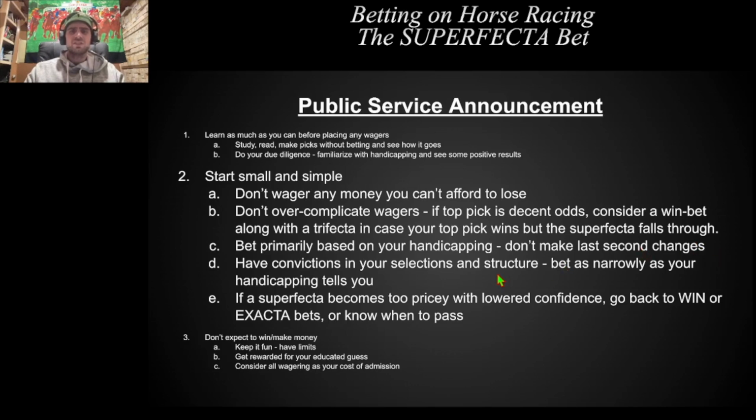Have convictions in your selections and structure. Bet as narrowly as your handicapping tells you. So don't hit that all button just because you want to be covered. Handicap the race for yourself and bet according to how you see the race shaping out. If a superfecta becomes too pricey with lowered confidence, go back to just a win bet, exacta bet, or no one to pass.